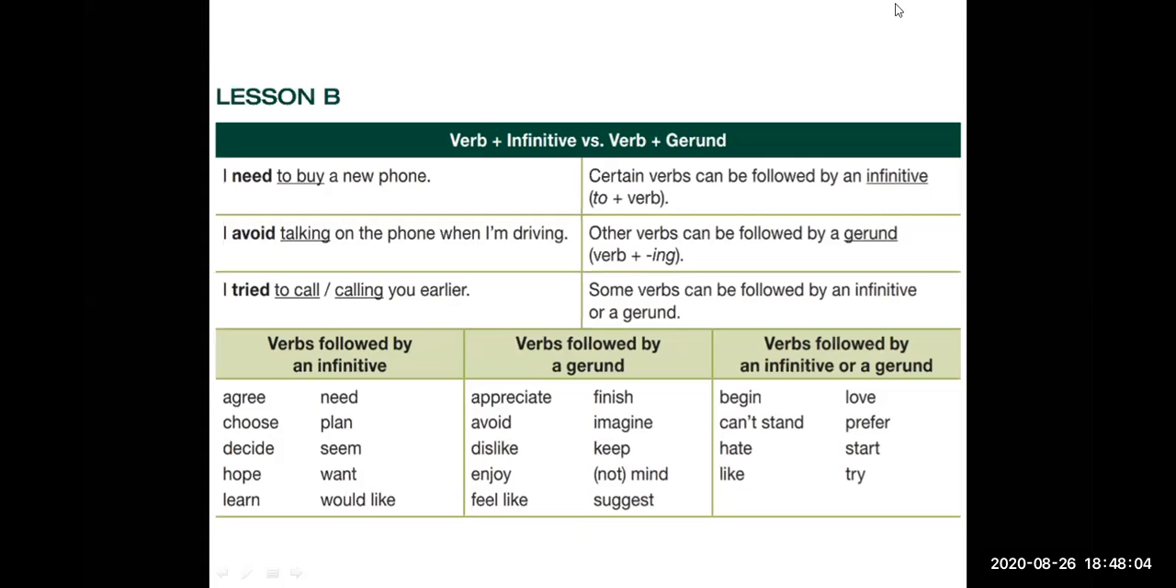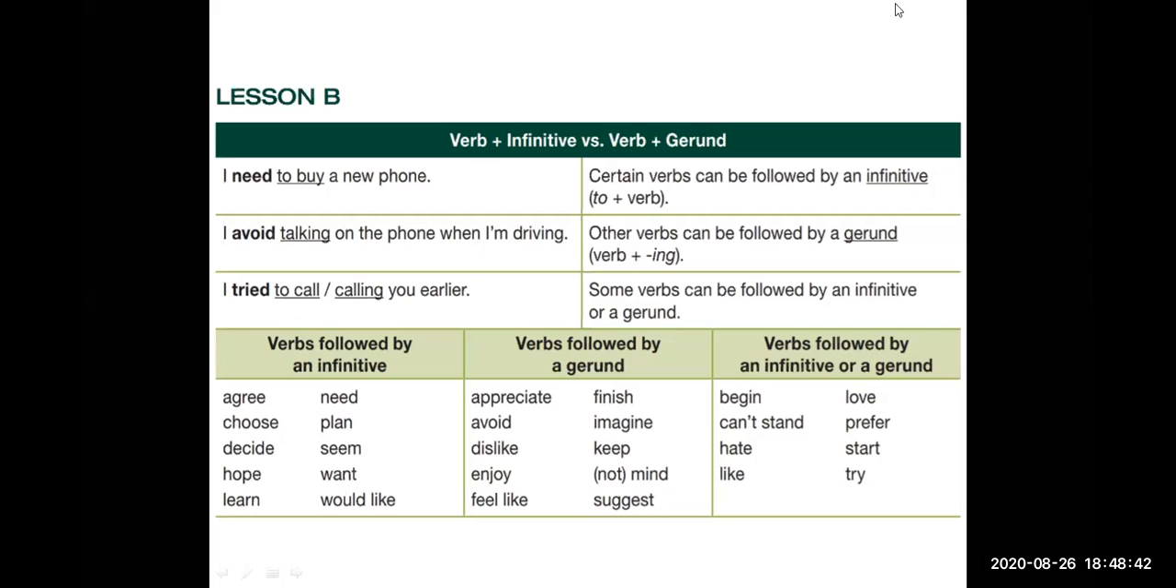Teacher, repeat again. Okay. This part. The thing is that to know, we don't have any rule about this. I mean, if you want to know why we have to use a verb with an infinitive or why we have to use a verb with a gerund, you don't know. You are not going to find anything about that.